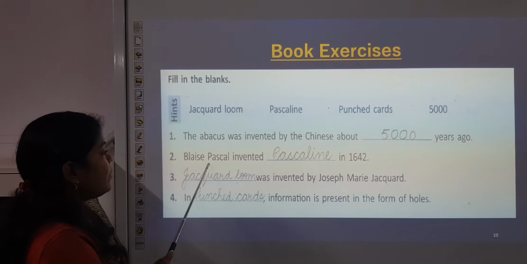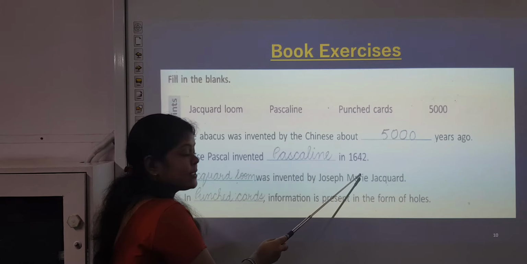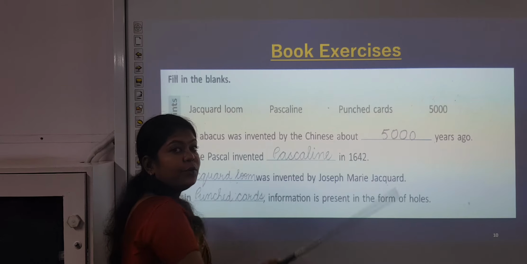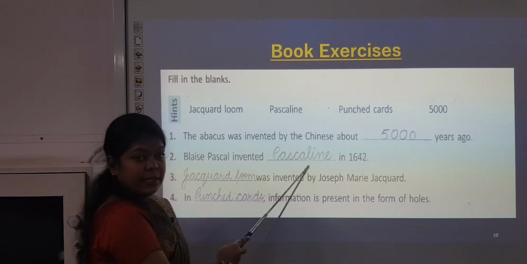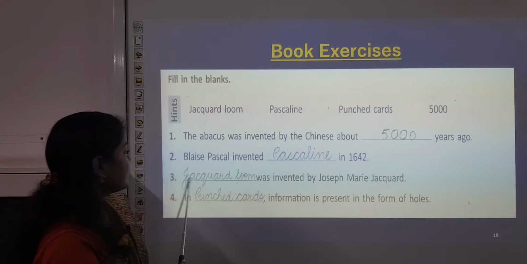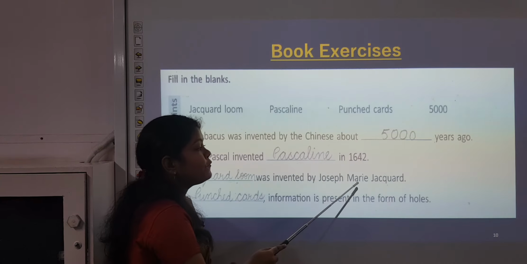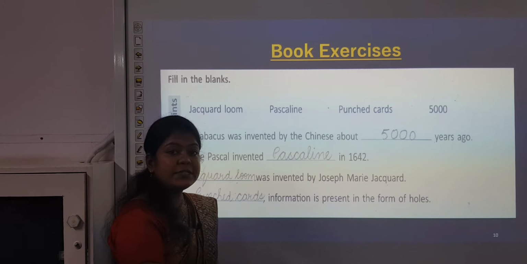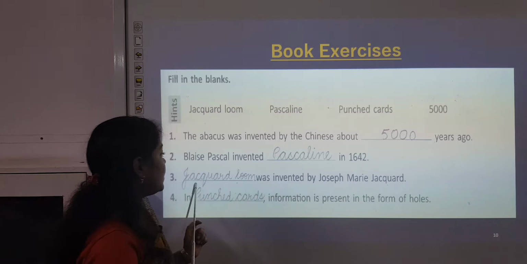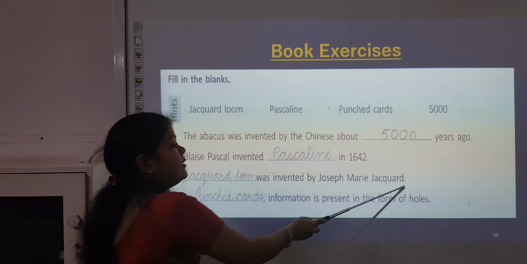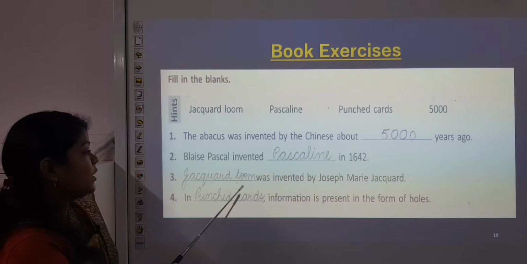Next, Blaise Pascal invented dash in 1642. Which device was invented by Blaise Pascal? It is the Pascaline. Next we have dash was invented by Joseph Marie Jacquard. Which device was developed by Joseph Marie Jacquard? That is the Jacquard loom. As its name suggests, the device was invented by Jacquard.